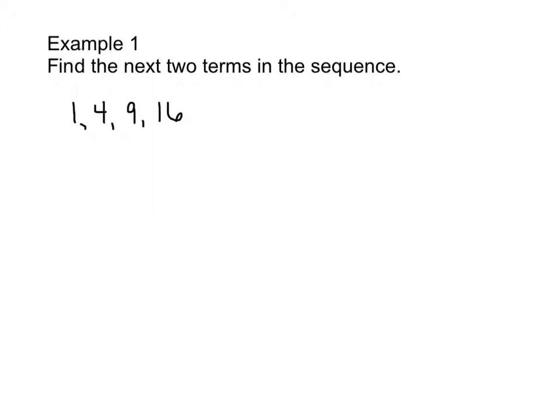1, 4, 9, and 16. Find the next 2 terms in the sequence by finding a pattern. Pause the video and see if you can do it yourself. Hopefully you realize that these are squares. So we're squaring consecutive integers. So you do 1 to the 2nd power, 2 to the 2nd power, 3 to the 2nd power, 4 to the 2nd power. So the next one would be 5 to the 2nd power, which is 25. And the next one would be 36. These are all perfect squares. So 4, 9, 16, 25, 36, they're all perfect squares.